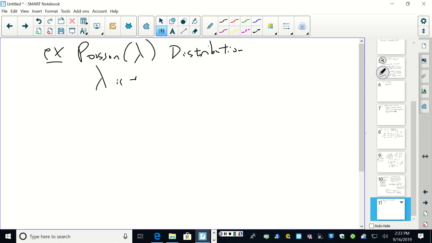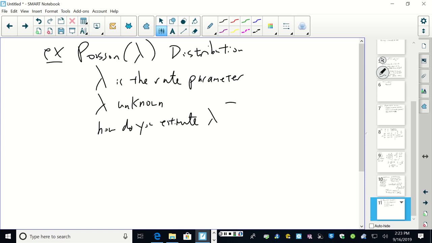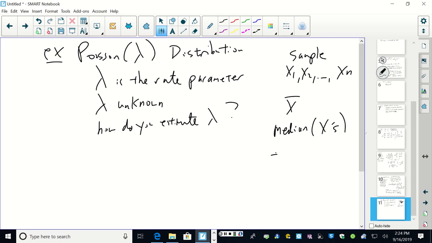Lambda is the rate. It's a parameter, we could call it a rate parameter. And lambda generally is unknown. How do you estimate lambda? Well, if we have an independent sample from this distribution, x1, x2, right up to xn, we could look at x bar, we could look at the median of the x's, and then that other thing would be a trimmed mean. Those are examples of different estimators. Which ones are good?